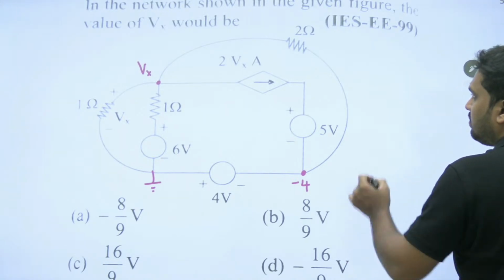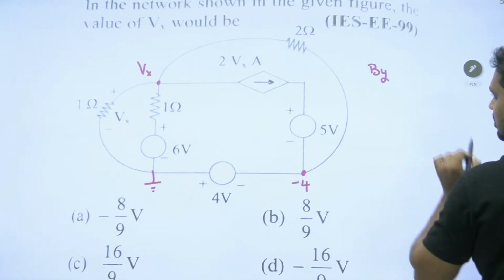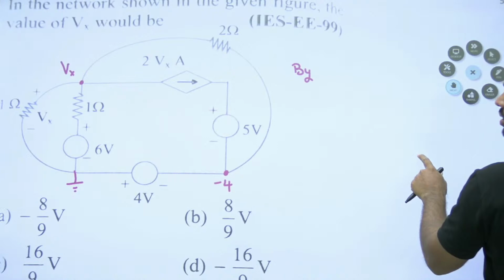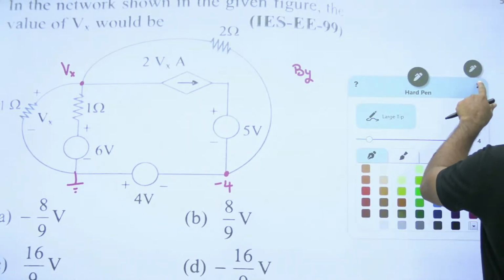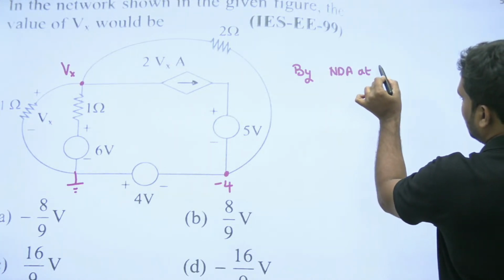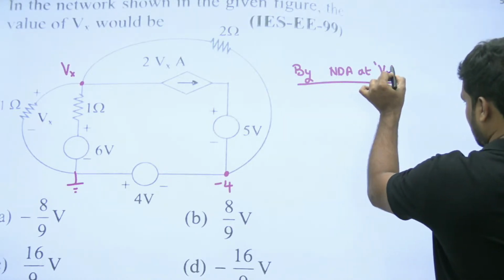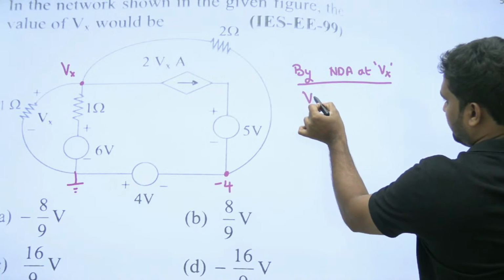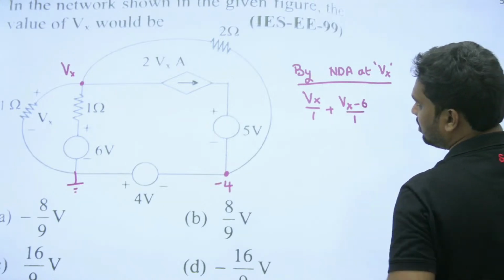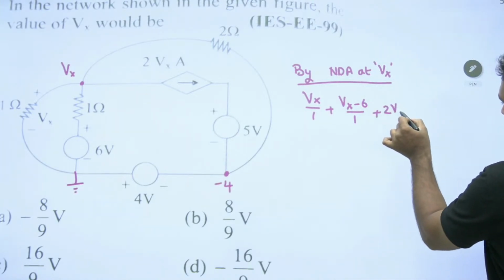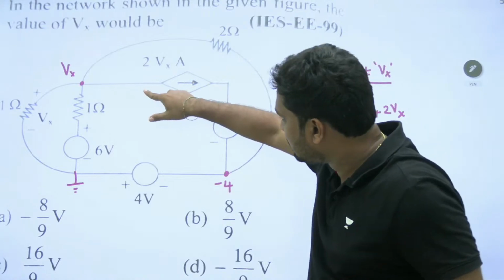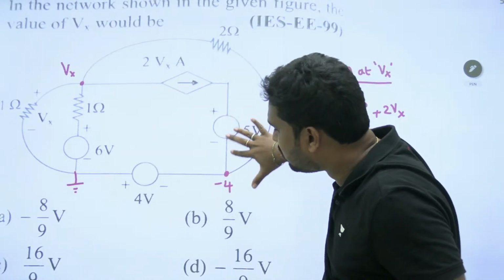Okay, so let me write the nodal analysis at Vx. Vx by 1, Vx minus 6 by 1, plus this current, how much? 2Vx. If you know the current, don't worry about the other voltages and all those things.